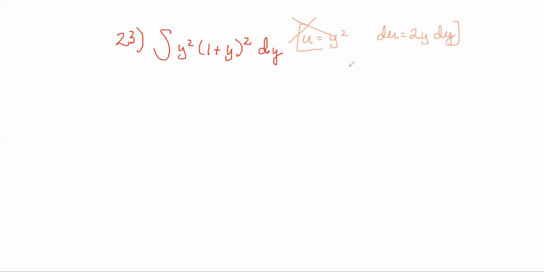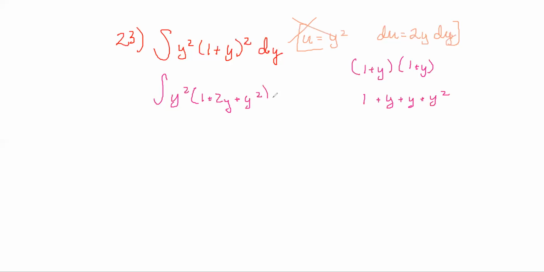1 plus y is not going to work. Do they have you solving by? Can you break down 1 plus y? I don't know if that would work, but I think I tried it and I'm not sure. That's a really good thought. So 1 plus y times 1 plus y. So this is going to be 1 plus y plus y plus y squared. So this is going to be y squared times 1 plus 2y plus y squared dy.